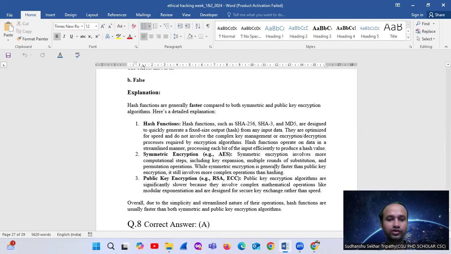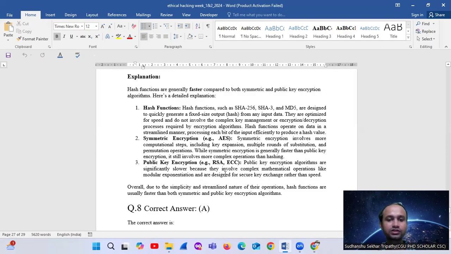produce hash value. Okay, what is symmetric encryption? Example AES. Symmetric encryption involves more computational steps, including key expansion, multiple rounds of substitution, and permutation operations. While symmetric encryption is generally faster than public key encryption, it still involves more complex operations than hashing.